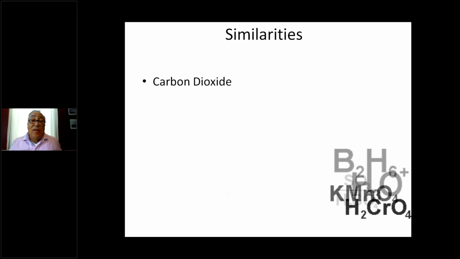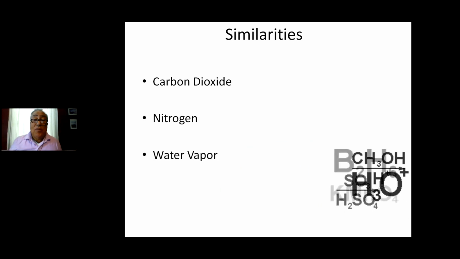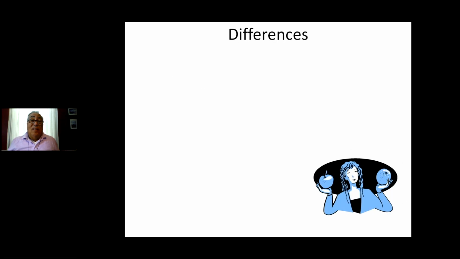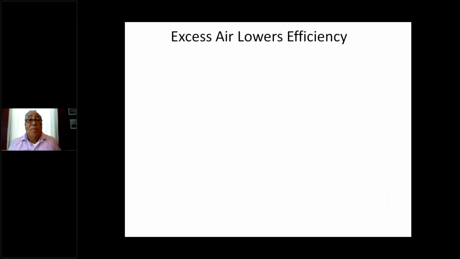So the similarities are carbon dioxide, nitrogen, and water vapor. Well, the differences are going to be the presence of CO, the presence of unburned gas or soot, and the presence of excess air. So these are the things that we need to minimize. This is what we're going to try to minimize, and when we do our combustion testing, we can see exactly those kind of numbers that we're looking for.